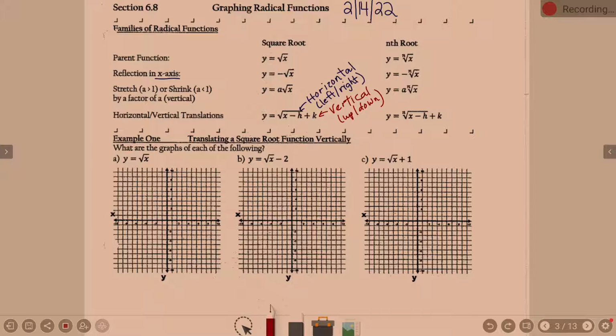Well, I'm ready to start into example A when you are. What are the graphs of each of the following? So, A, we're going to start very basic, because in order to graph any of these square root of x ones, you kind of need to know what y equals square root of x looks like. Do you know what the square root of x graph looks like?